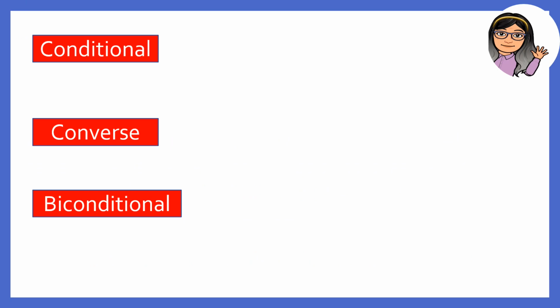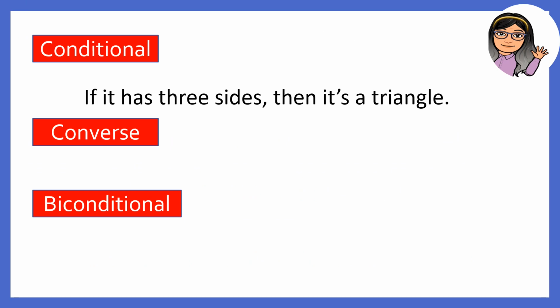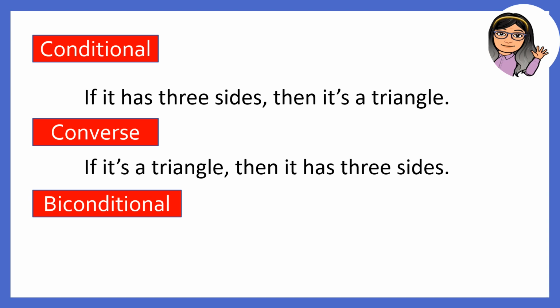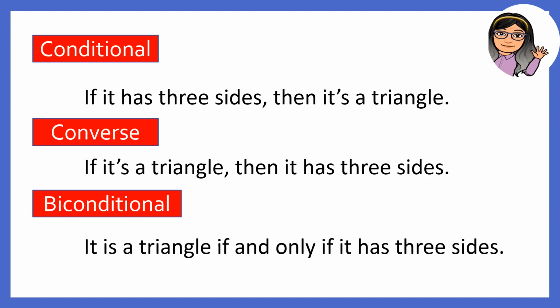So, let's have our example, no? Para sa ating conditional, sabi dyan, if it has three sides, then it's a triangle. Pag ginawa natin itong converse, if it's a triangle, then it has three sides. Ngayon, dahil parehong true yung ating conditional at yung converse statements natin, pwede natin siyang i-form into a biconditional statement. So, ang magiging biconditional statement natin ay, it is a triangle if and only if it has three sides.